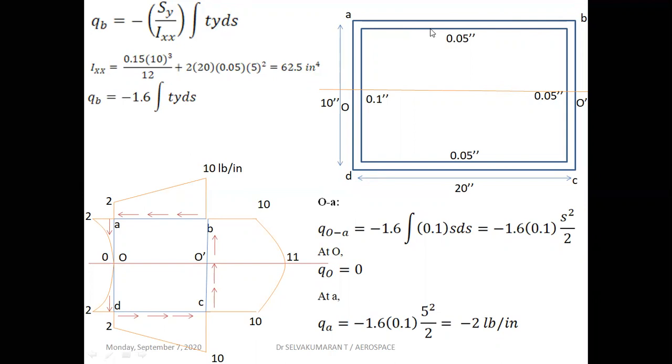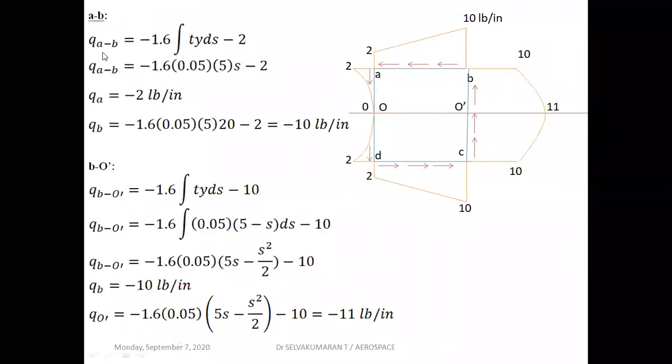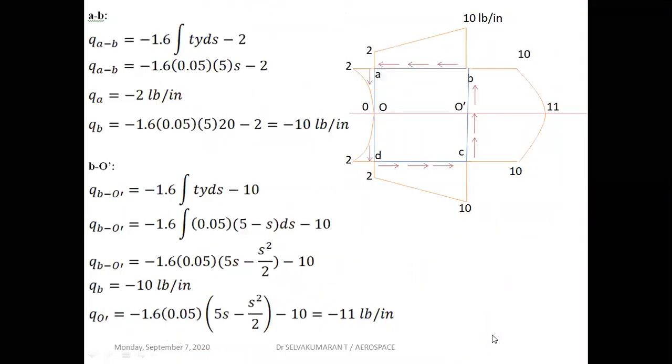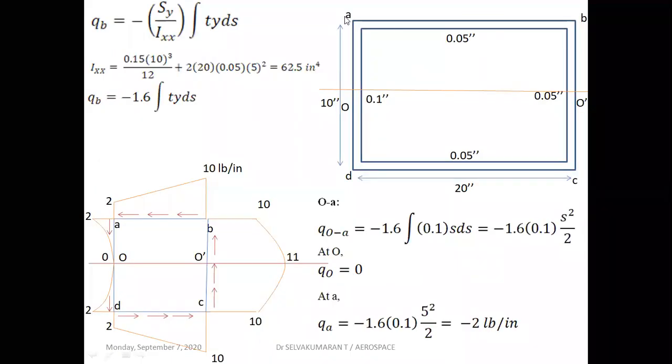Then A to B, how to find for A to B? Similarly here also, how will you write the A to B expression? You can write the shear flow formula plus the previous shear flow value minus 2. So for A to B, we take a small element, for example like this, a small element of thickness ds, which is located at a distance s from A.